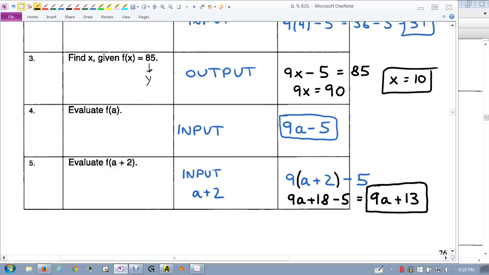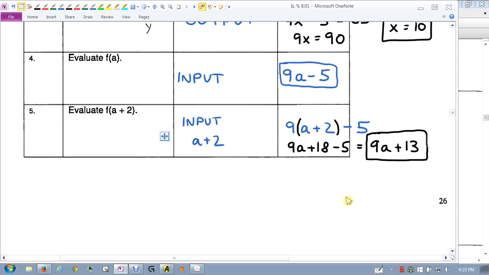Big difference between the two, right? What is one of the biggest mistakes I see whenever people are asked to do this? They write down this. They say, oh, I'm going to replace x with a, and then I'm going to add 2. Right? F of a plus 2, they replace the x with a, then they add 2.